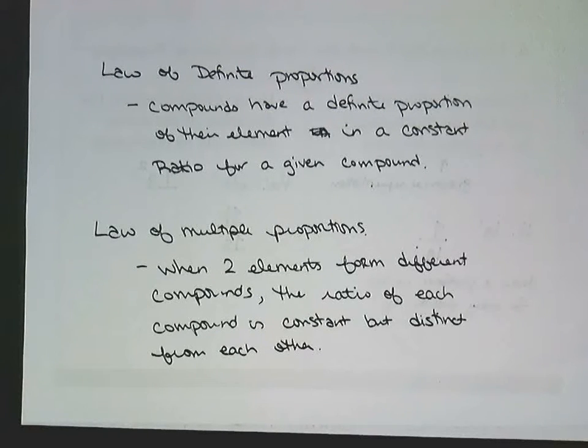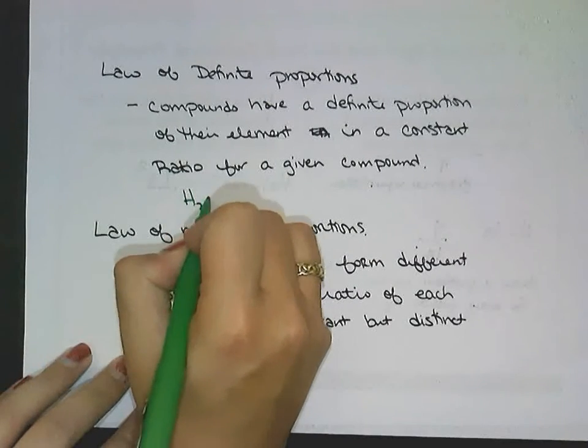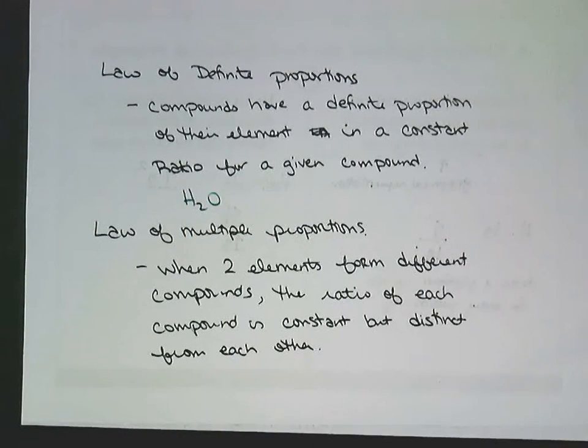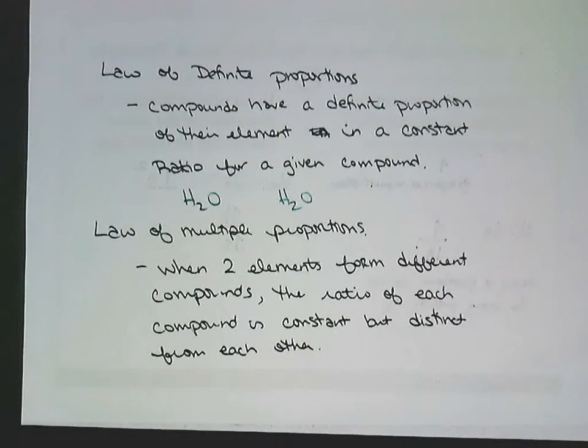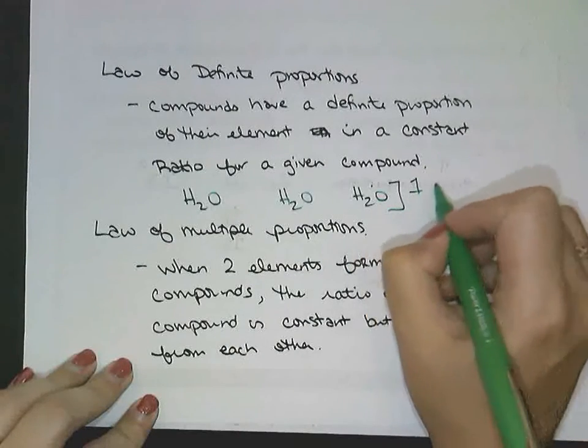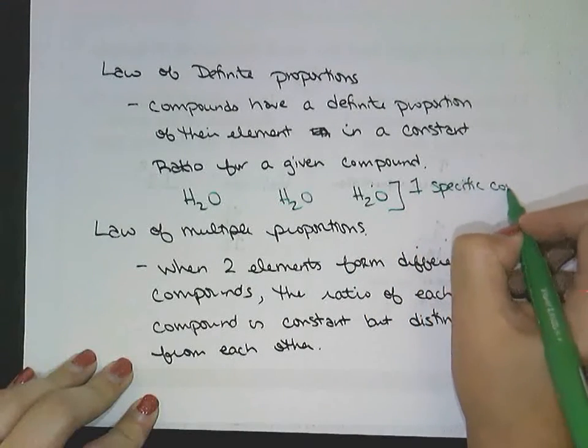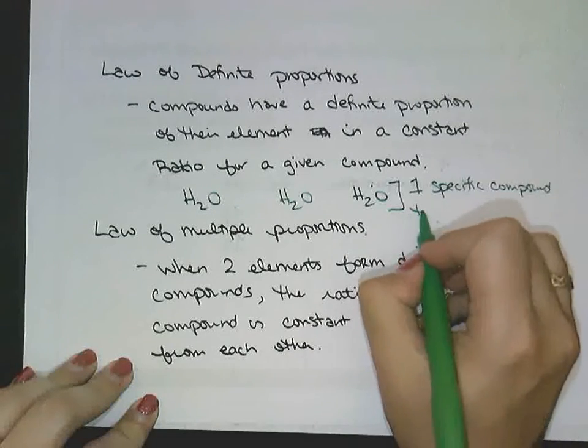All right, so for definite proportions, it means every time I make a given compound, the elements have to combine in the same ratio. So I'm going to make a sample of water. My water looks like this. You guys out there in the audience are going to make a sample of water. What's your water going to look like? Same. 3 years from now, we're going to make some water. What's it going to look like? Same. Every time I make this compound, so this is one specific compound, the ratio is always the same.